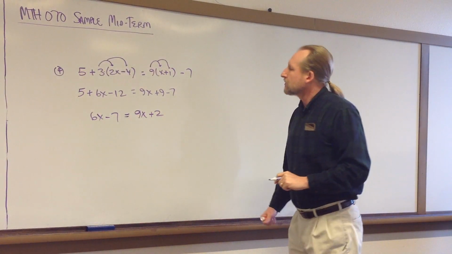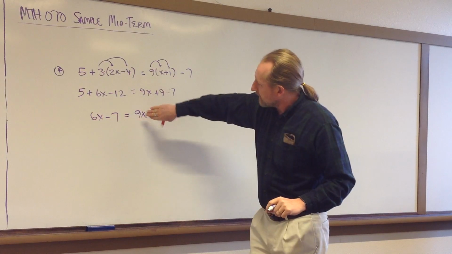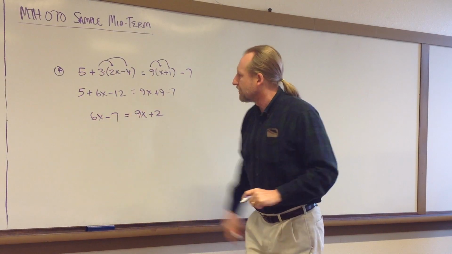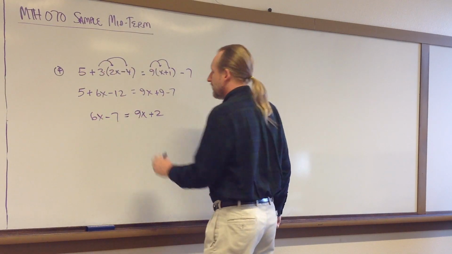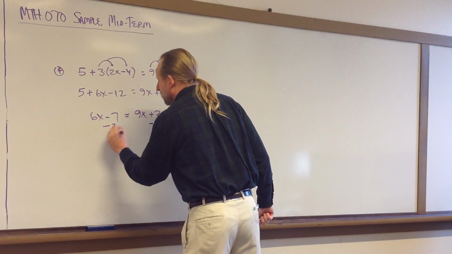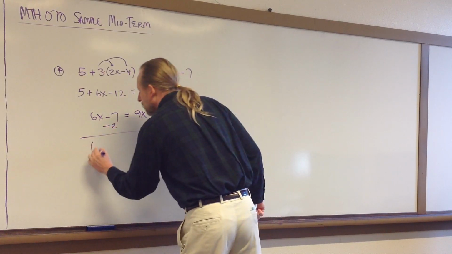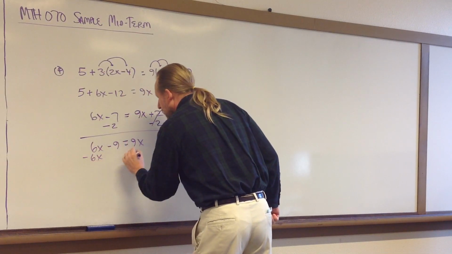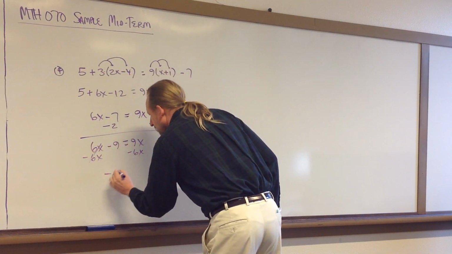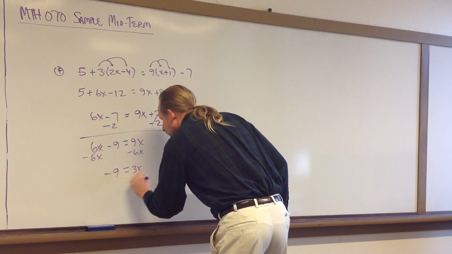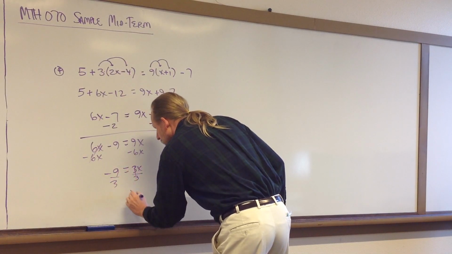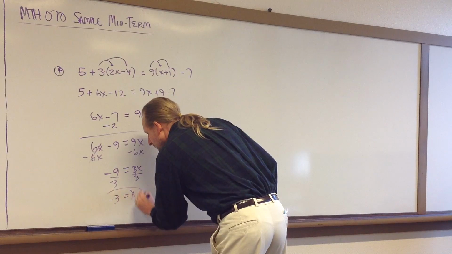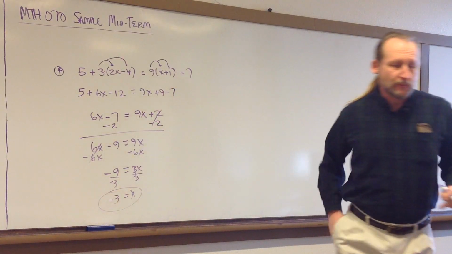I'm going to move this 6x over with the 9x. I'm going to move the 2 over with the 7, so we're going to do minus 2 and minus 2. 6x minus 9 equals 9x. And then subtract the 6x. Negative 9 equals 3x. And so x will be negative 3.